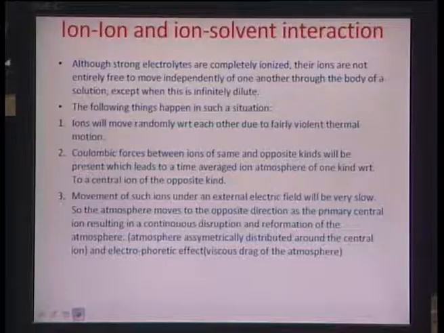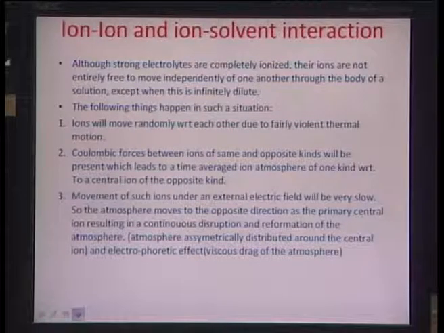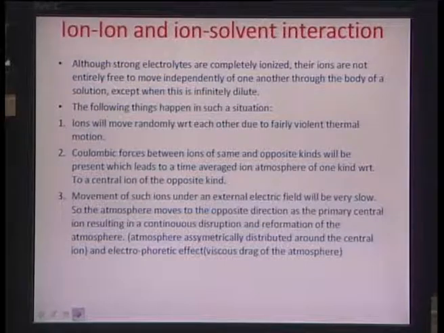Opposite kinds attract each other, same of course repel each other, but then there are such Coulombic forces which would predominate the motion of some kind of ions, okay. And essentially the Coulombic forces between ions of same and opposite kinds will be present, which leads to a time averaged ion atmosphere of one kind with respect to the other.